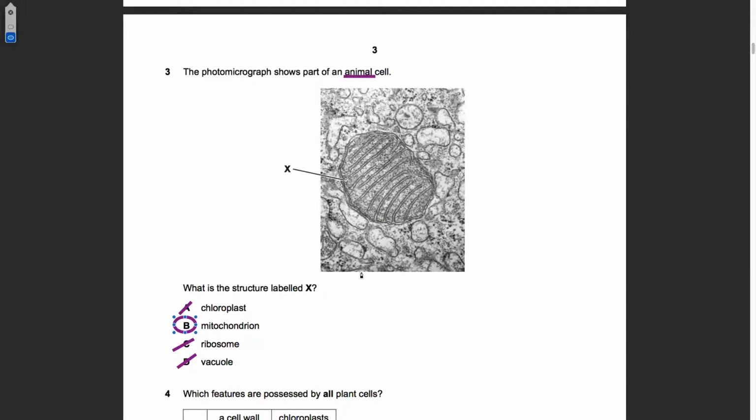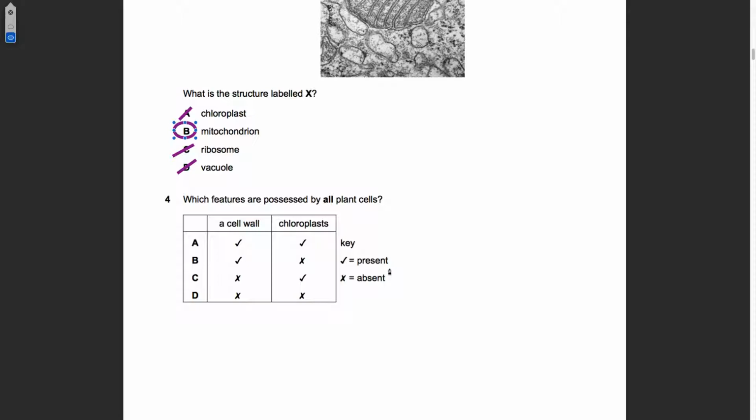Question 4, which features are possessed by all, and if it's in bold, take note of it, plant cells? So we're looking at just whether it's got a cell wall or chloroplasts. Now, all plant cells have a cell wall, so we can eliminate C and D, get them off the table. So we're just looking at A and B. That leaves us just to look at chloroplasts. Are chloroplasts present in all plant cells, or are they not present in all plant cells? There are quite a lot of plant cells that have absolutely nothing to do with photosynthesis. Imagine all of those cells underneath the soil, the root hair cells and so on. They're never going to get any light, so they do not have chloroplasts. So B is the correct response.